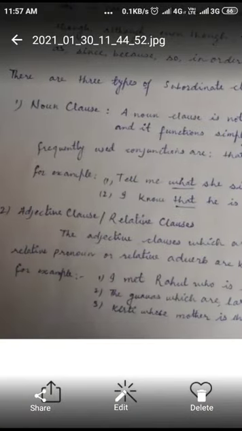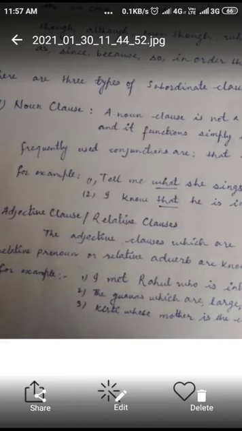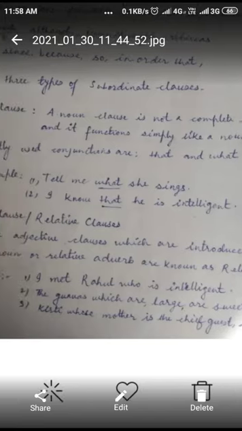Look at the example. For example, I met Rahul who is intelligent. I met Rahul, this is the main clause or principal clause. Who is intelligent, this is a dependent clause or subordinate clause, a relative clause. The two clauses are joined by the relative pronoun who.